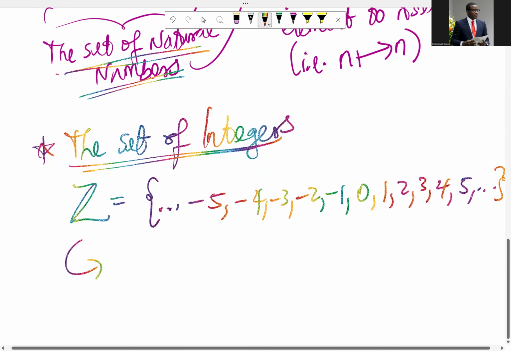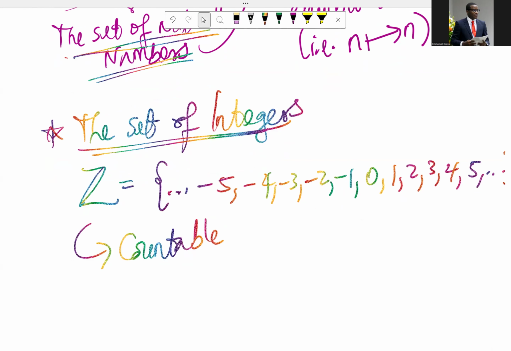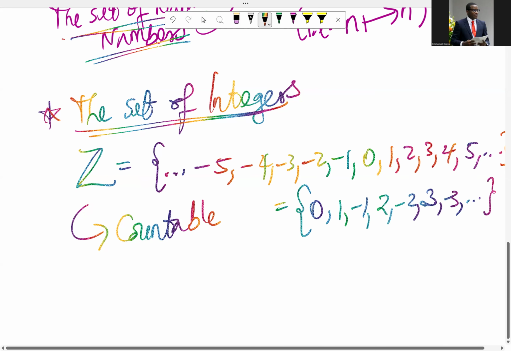So this also can be said to be countable. Though you cannot list all the elements, at least you can list them one after the other, although it includes negative numbers. You can list them by alternating between positive and negative integers: 0, 1, -1, 2, -2, 3, -3, and so on and so forth. So you can list it as something that corresponds with the natural numbers.